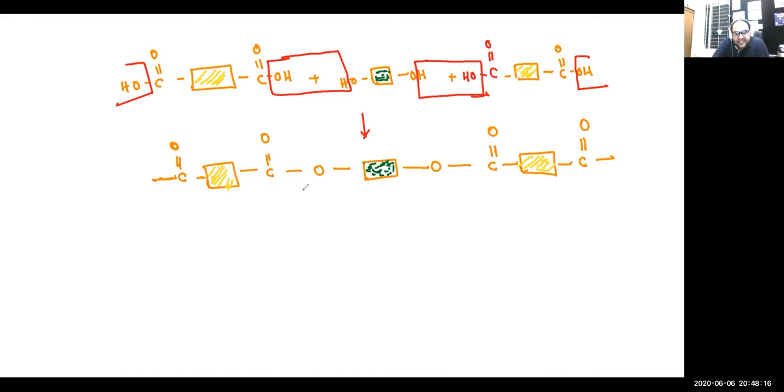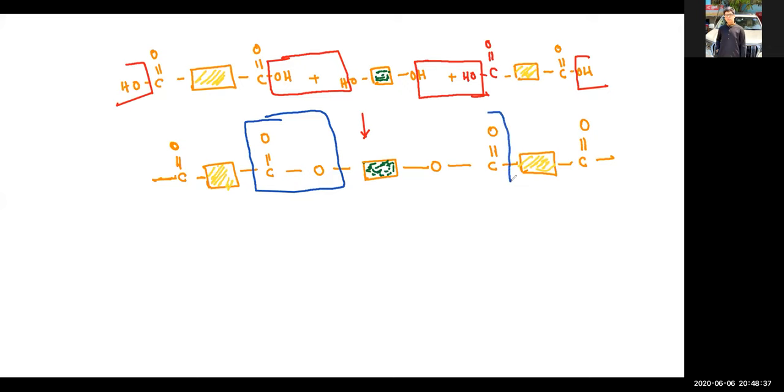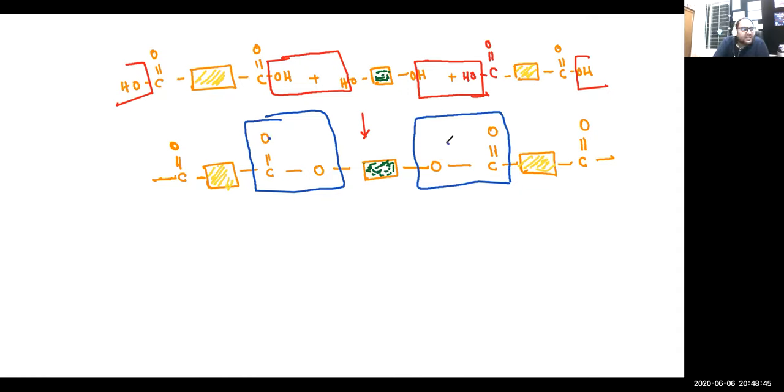So, can somebody tell me how many ester linkages are there here? Two. Two ester linkages. This is one ester linkage. Yeah, this is another ester linkage. So these are the two ester linkages. Polyester, because you are saying more ester linkages make a polyester. So this is an example of a polyester.